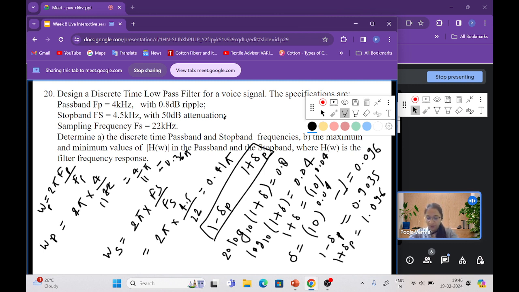Okay, so already it is given, so I am going to remove this part. Okay, I think you can note down. Okay.